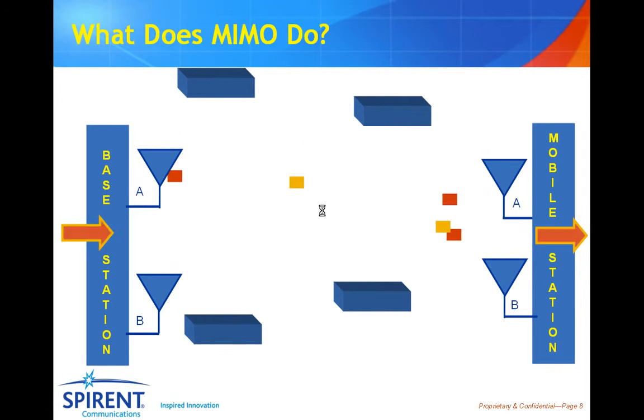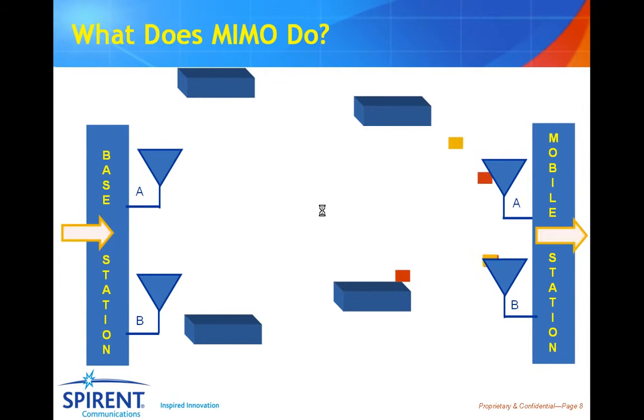So exactly what does MIMO do and how does it operate? Well, remember, MIMO stands for multiple in, multiple out. In this case, on the left-hand side of the diagram, we can see the base station transmitting on two antennas, A and B, over to its partner station, the mobile station. It could be a fixed station, again using two antennas, A and B. Each one of the transmit antennas is operating on the same frequency, but transmitting different streams of data.